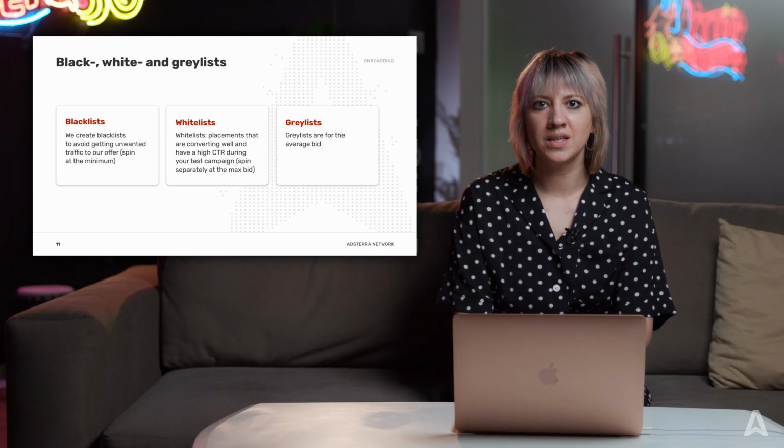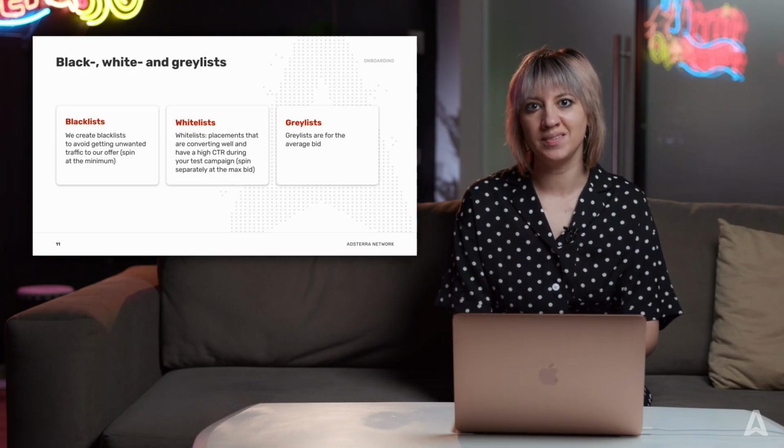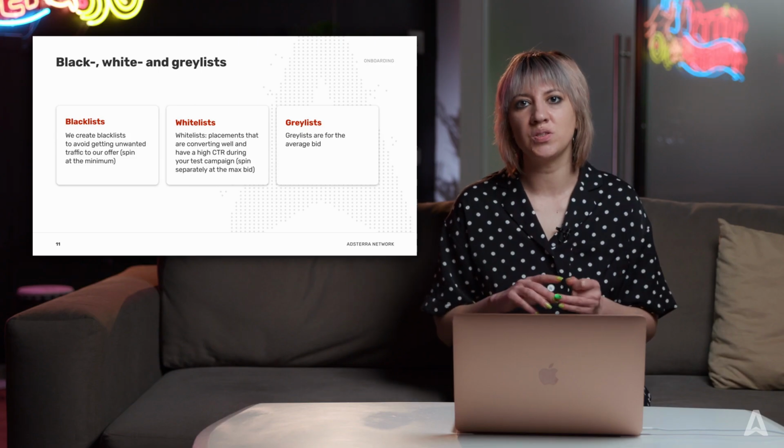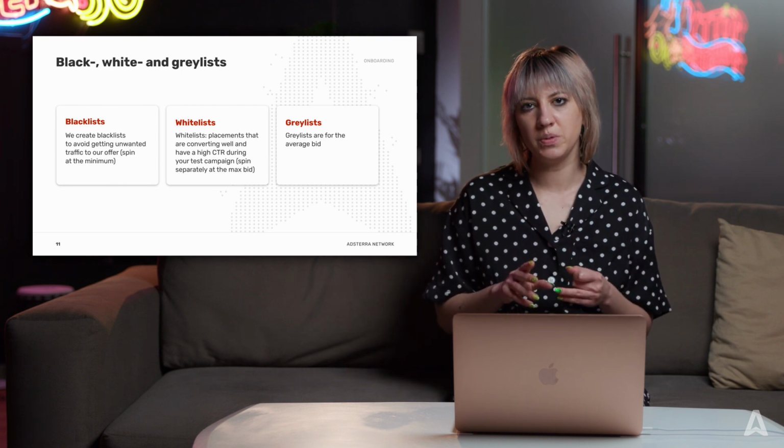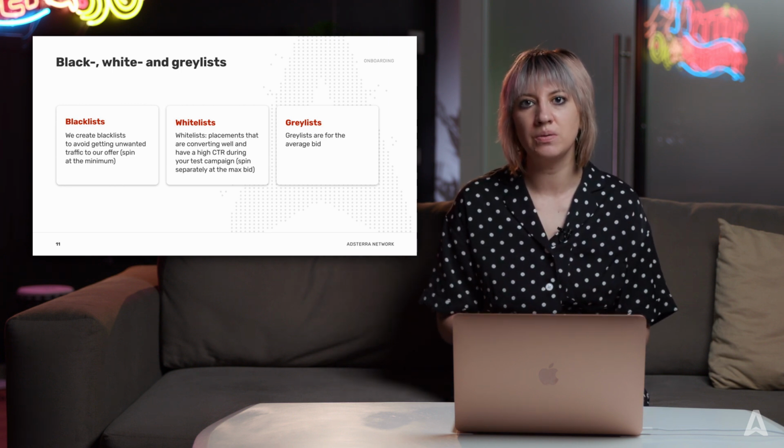The next thing is blacklists, whitelists, and graylists. When some source doesn't work for you, you simply blacklist this source, but don't forget to retest your blacklists from time to time, because traffic changes and the trends are changing. So it's a good practice to retest your blacklists with a minimum CPM once a month, for example.